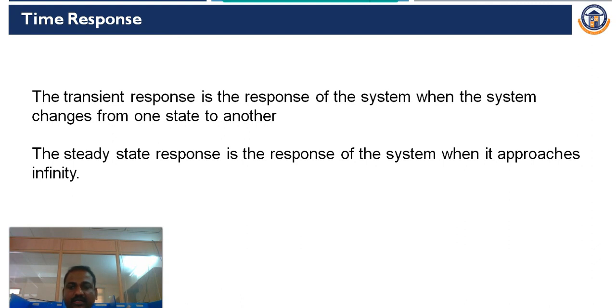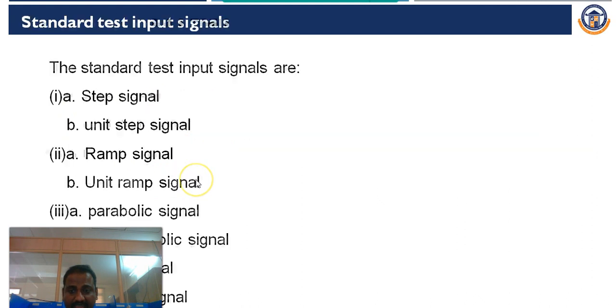In case of your transient response, a transient response is the response of the system as the system changes from one state to another. Whereas the response of the system when it approaches infinity is called a steady state response.